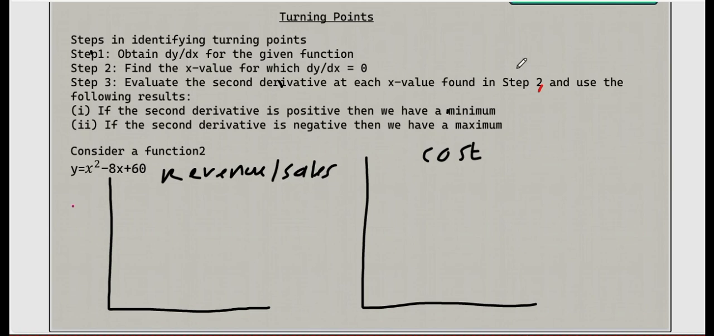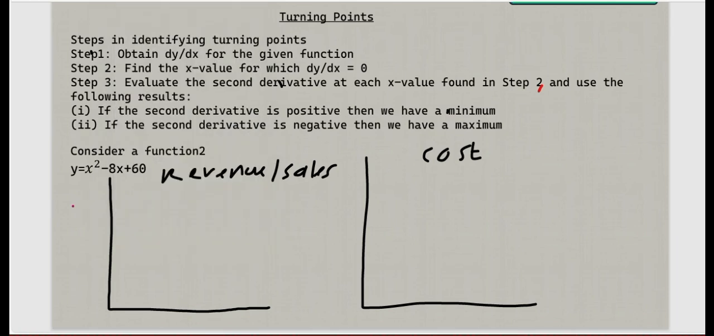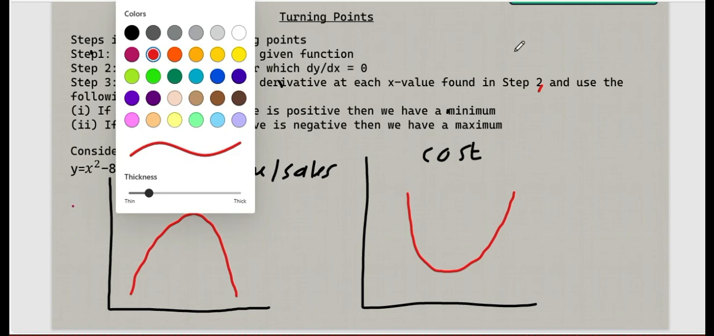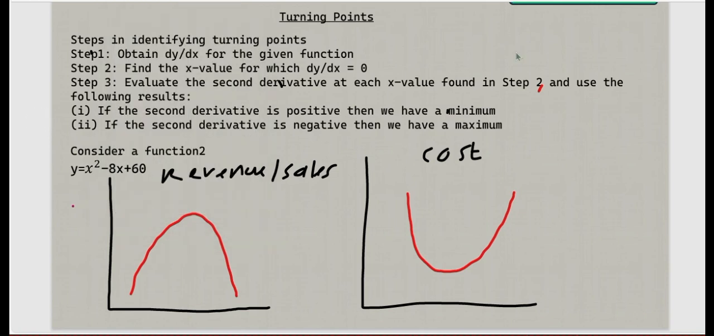Now, assuming you have a revenue curve and a cost curve, remember, now we're in business. A revenue curve normally has a maximum, and a cost curve normally has a minimum. So what does that imply? When you're making revenue, you need to maximize the revenue. That means you need to make the highest revenue that you can get. But when you go to cost, you need to cut costs as much as you can. So you need to minimize your cost.